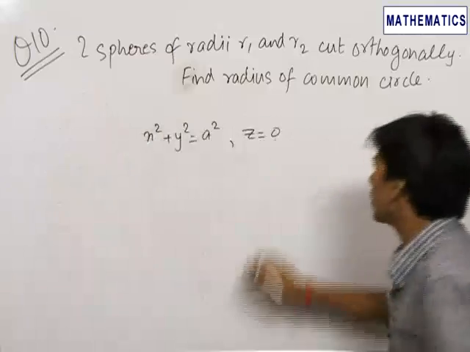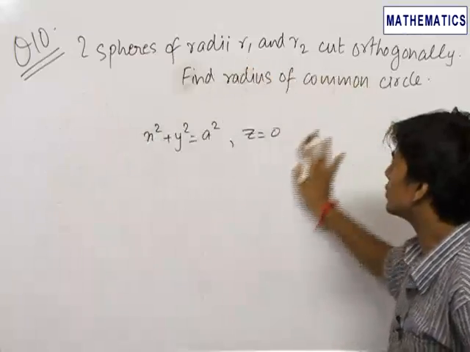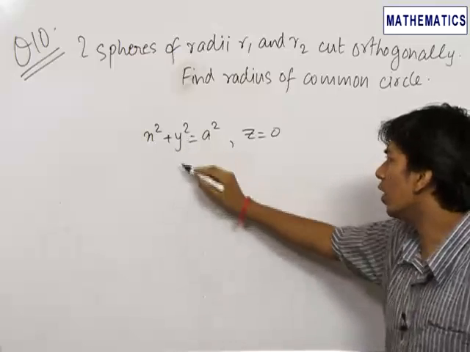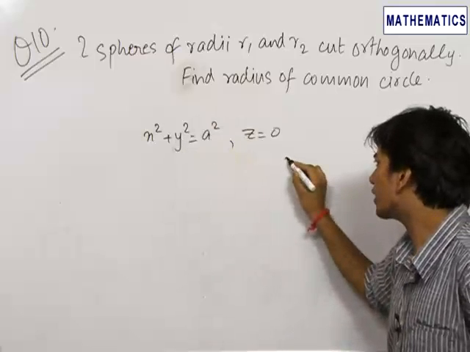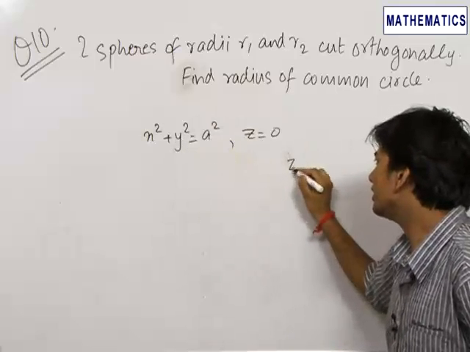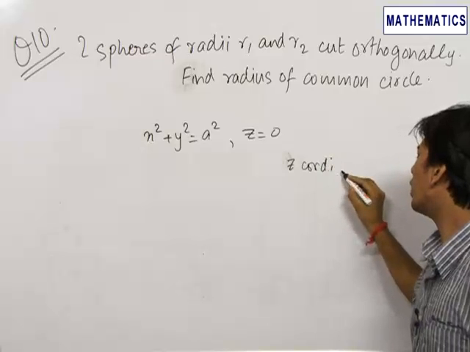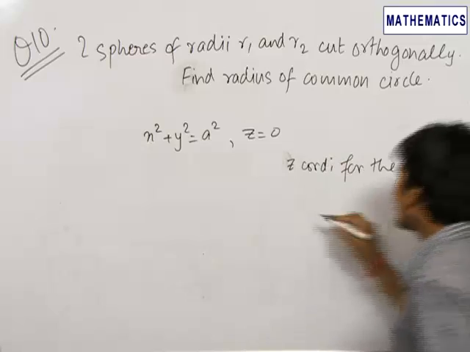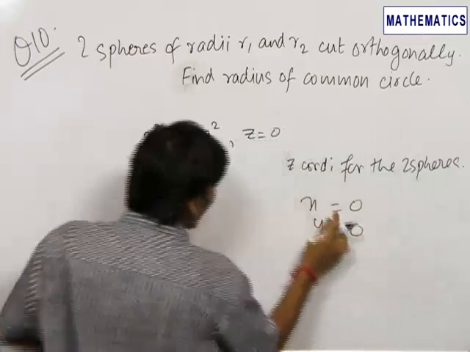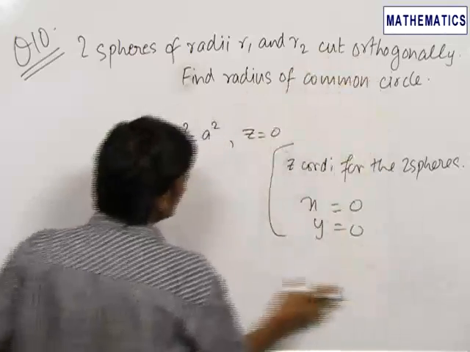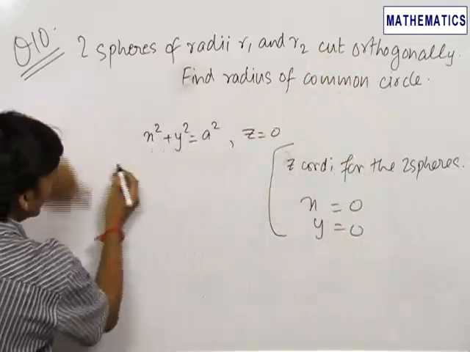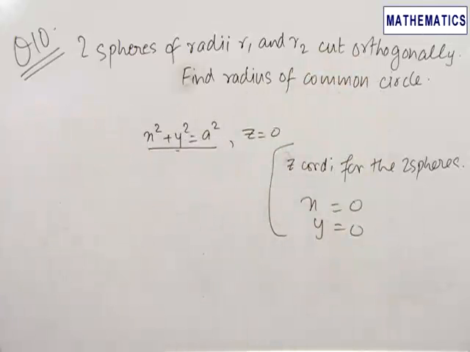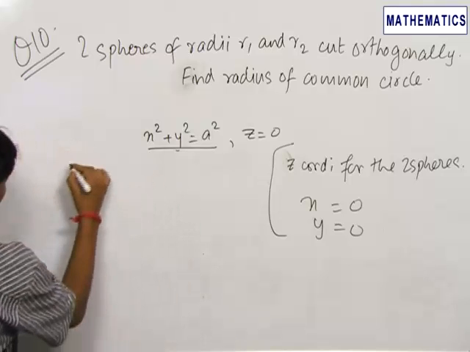Now let us write the equation of the two spheres, which will have this as the common circle. Since the common circle of both the spheres is this, there will be only a z coordinate for the center of the two spheres, that is, the x coordinate and the y coordinate of the center of the two spheres will be 0, because the center of this circle is 0, 0, 0. Now let us write the equation of the sphere 1.